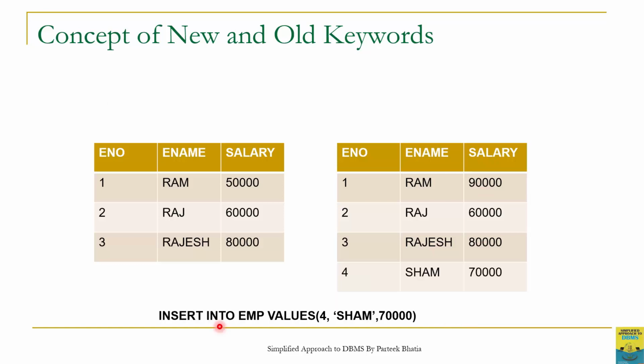Now let us consider this scenario. Here we are inserting a new record in the employee table for e-number 4. This has been depicted in this picture. The table on the left side indicates the records of the table before performing this insert operation, while the table on the right side indicates the records of the table after performing this insert operation.